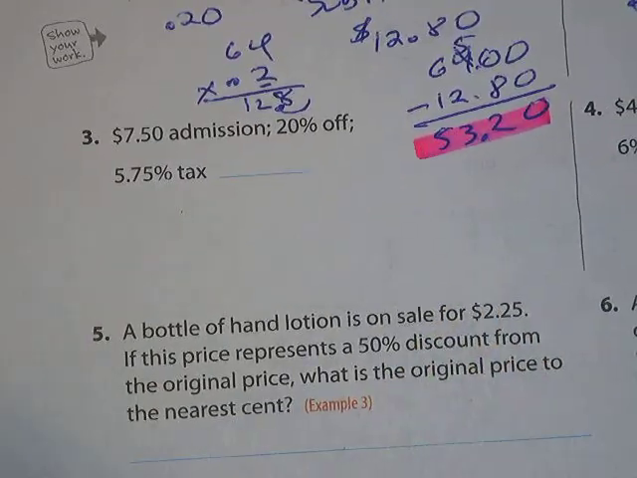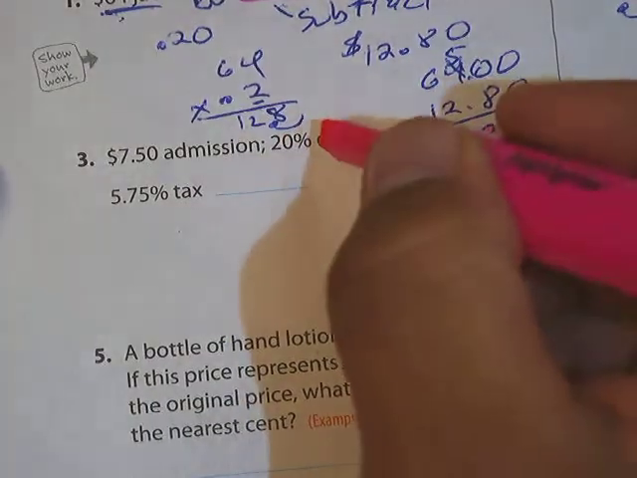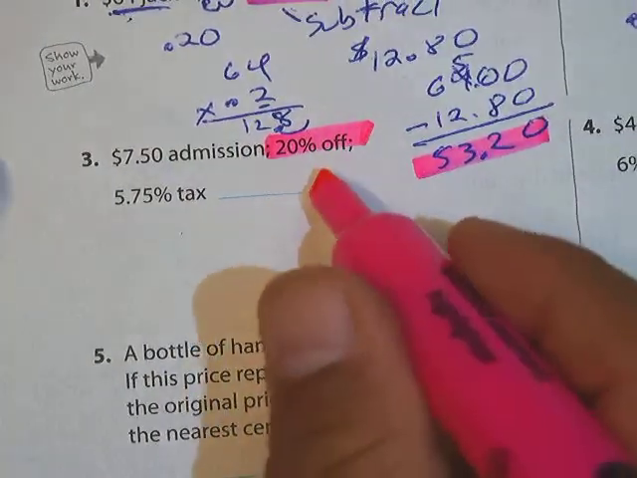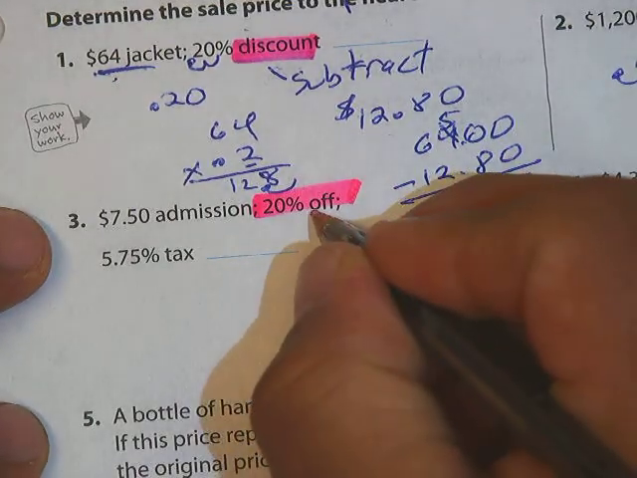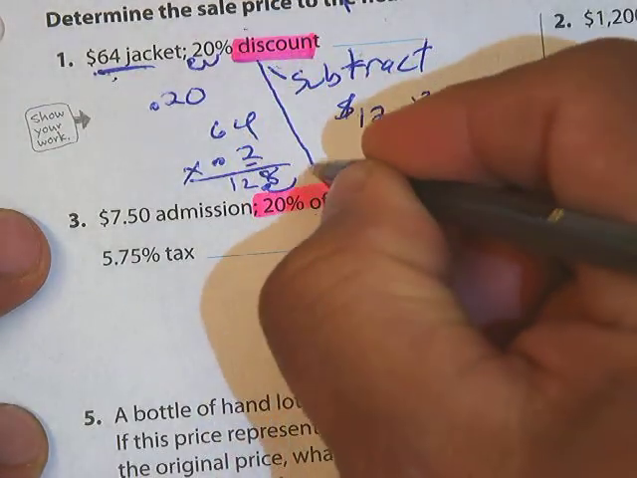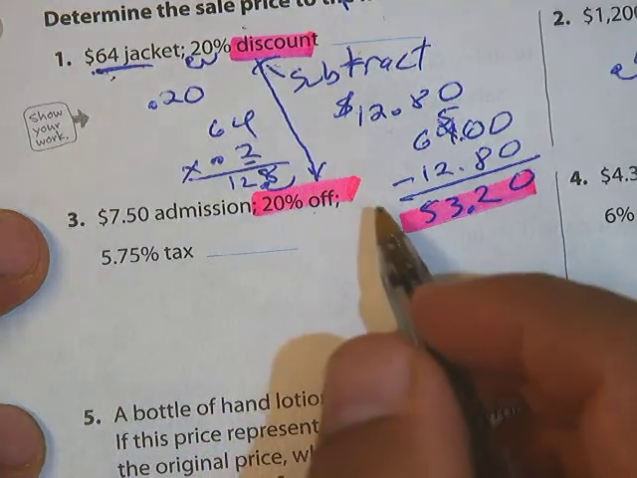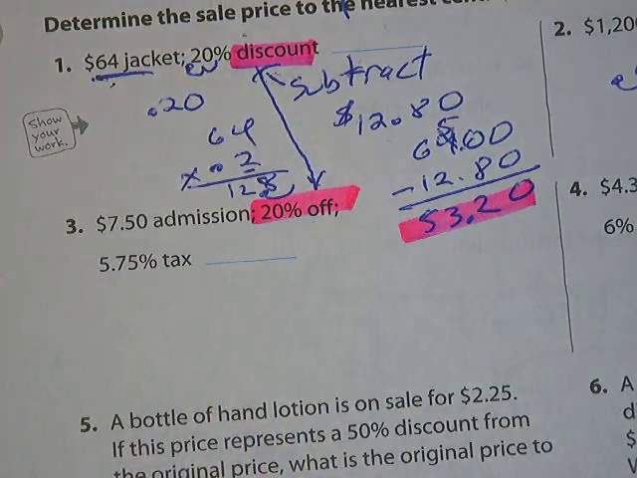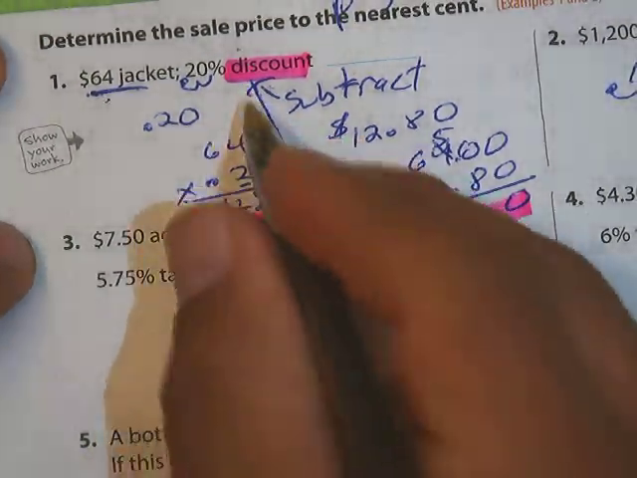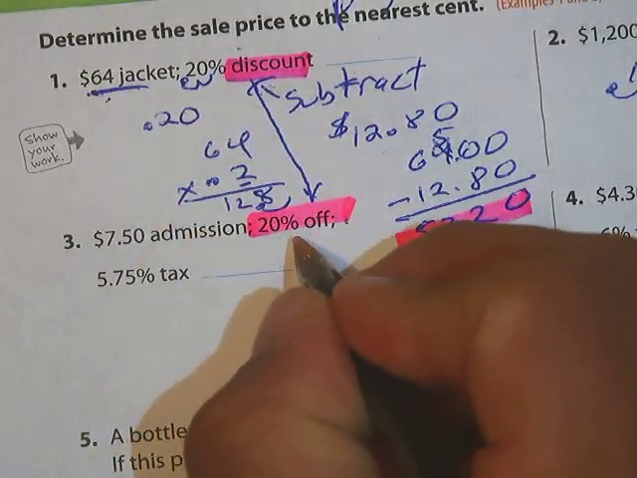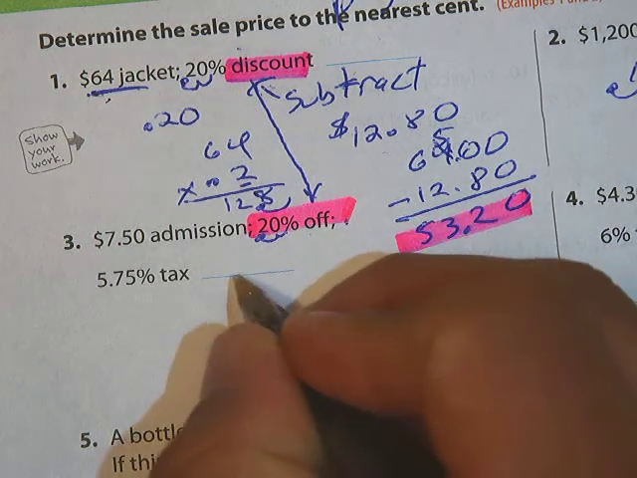Now number 3 changes a little bit because now they include a tax. So you still have to find the discount. Now they had another word here, off. It's the same thing as discount. Those mean the same thing. They're giving you a discount, or 20% off, and that means they're going to take money off the price. Okay, so now let's do the same thing we did over here.